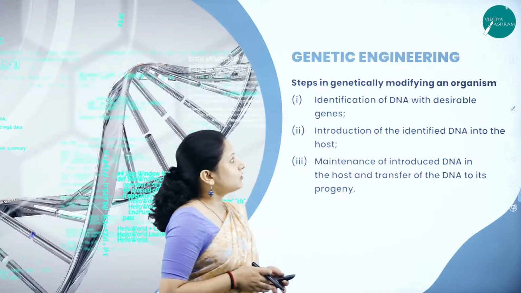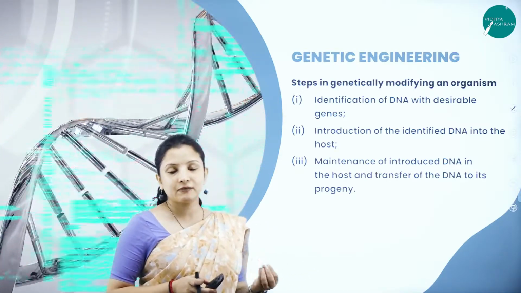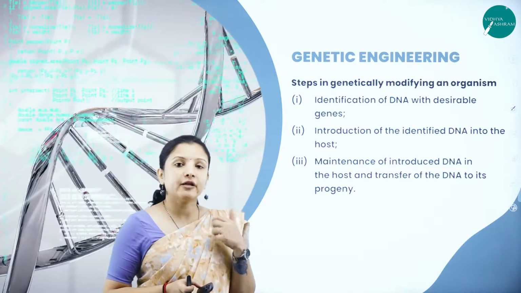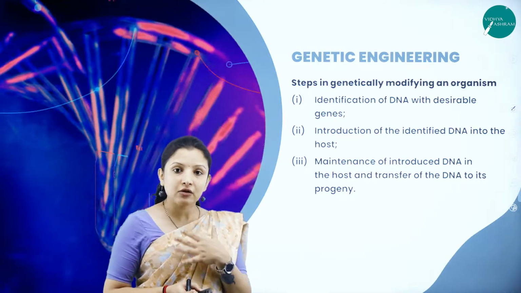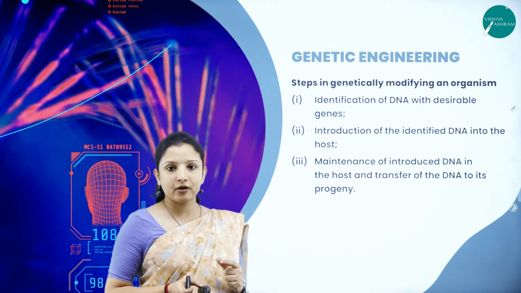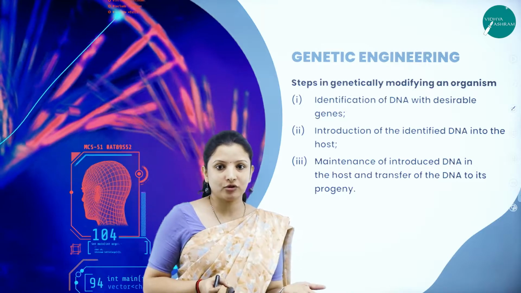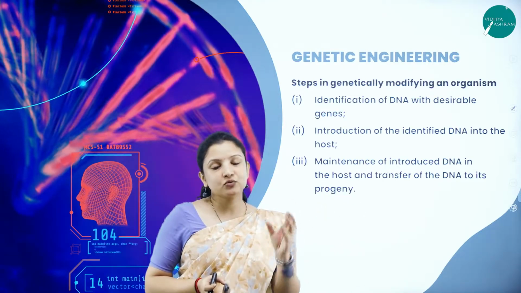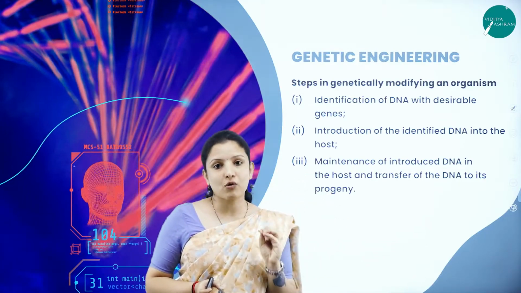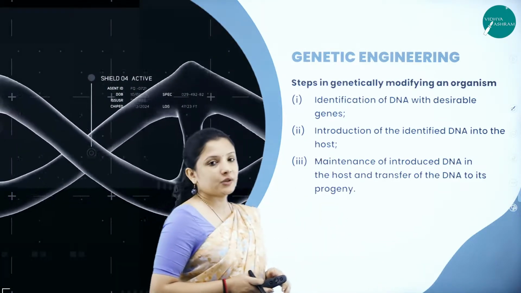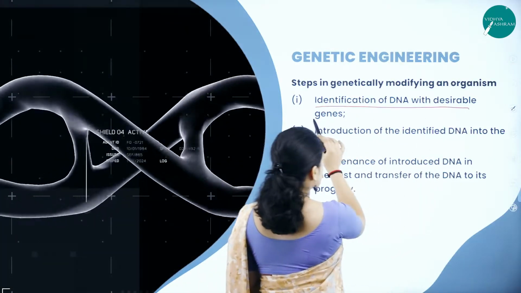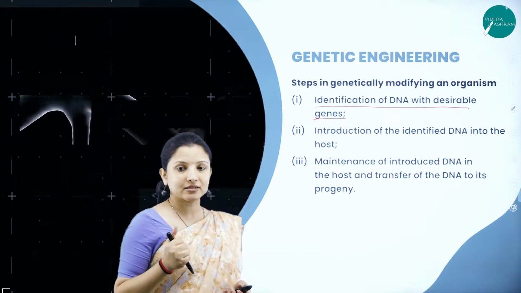So let's study what the different steps involved in genetic engineering are, in order to modify an organism according to the way we want it. So how it is done, we shall look into. First, to modify an organism, we need DNA, as I told you, right? We need DNA strands which are carrying genes of our interest, which are carrying all the good quality genes. So for that, first we need to identify the DNA, those DNA which have the desirable genes. That is the first step.